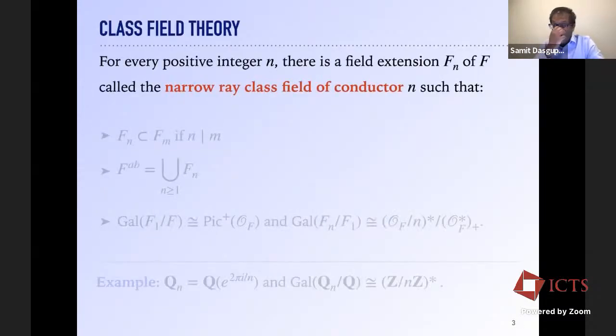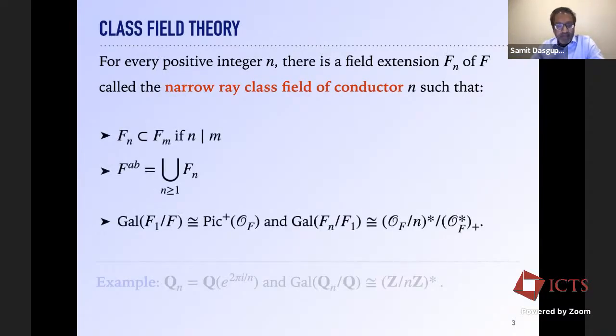Let me say a little bit more about that. What do we know from class field theory? For every positive integer n, there's a field extension, which I'll denote by F_n, called the narrow ray class field of conductor n. These have nice properties. F_n is contained in F_m if n divides m. F^ab is the union of these F_n. These are all finite abelian extensions of F, and F^ab is their union inside some fixed algebraic closure.